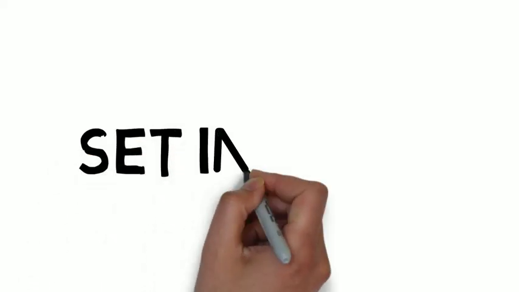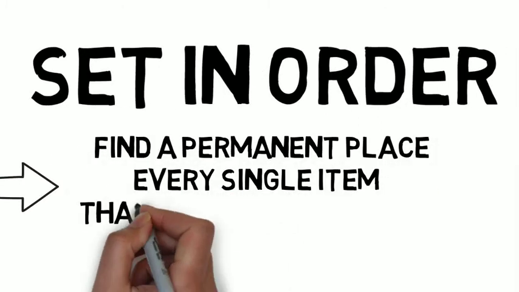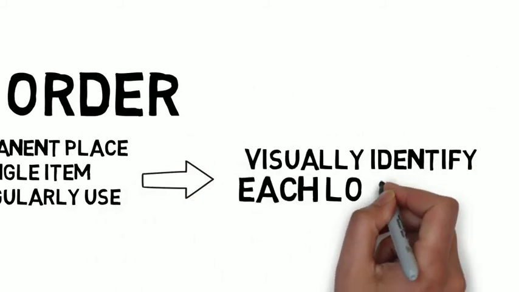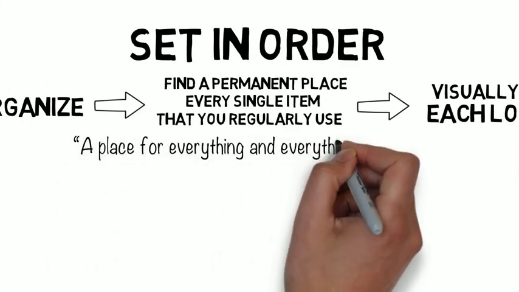The second S stands for set in order. In this step, you organize or find a permanent place for every single item that you regularly use and visually identify each location. The old saying, "A place for everything and everything in its place," is appropriate here.